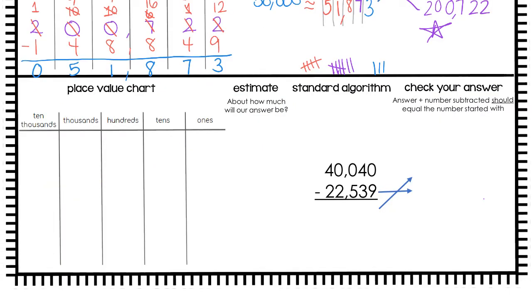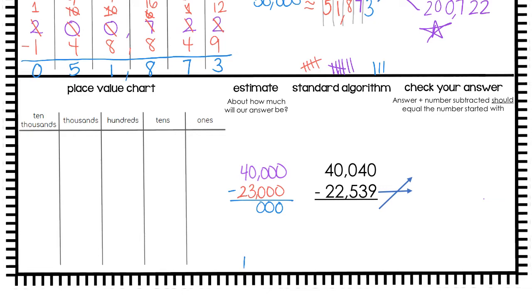Here's the last problem. Let's estimate. 40,040 is close to 40,000. That was easy. And 22,539. Well, let's decide what we're rounding to. Maybe the nearest thousand. So that'd be close to, this is bigger than the midpoint, 23,000. And if we have 40,000 minus 23,000, we know it's going to be in the thousands. So 40 minus 23, that's close enough. We can just count up from 23.